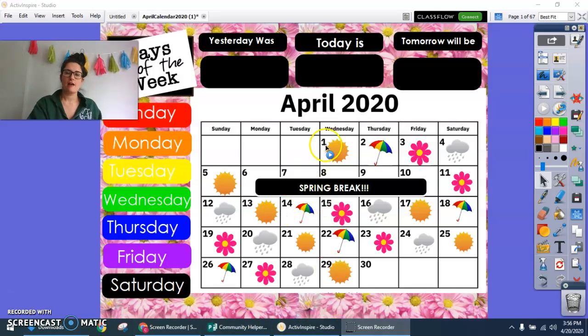So, our pattern for this month was sun, umbrella, flower, rain, and yesterday we had a sun. So what kind of shape are we going to have today? Let's check and find out. It's an umbrella because yesterday was A, so today is going to be B.